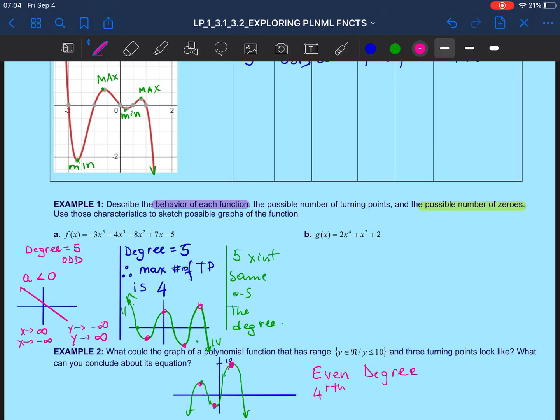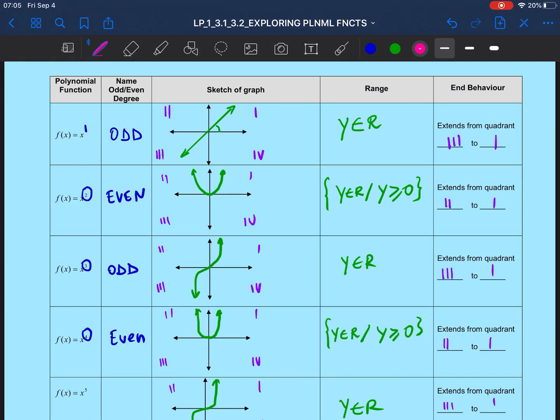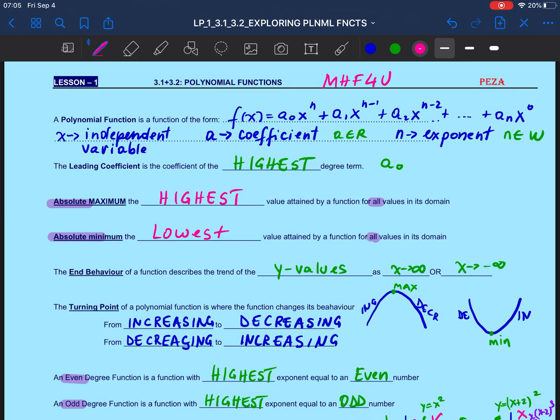So this was today's lesson about exploring polynomial functions. And I hope this all made sense. I know it's a lot of information to take in, but we'll take things one at a time. So we'll talk more about the examples in class.